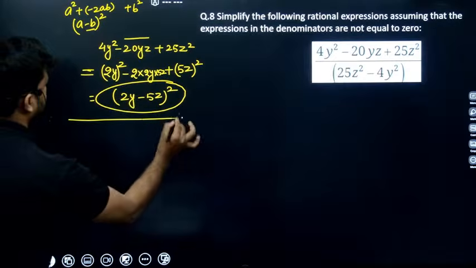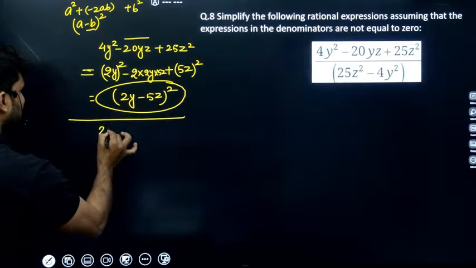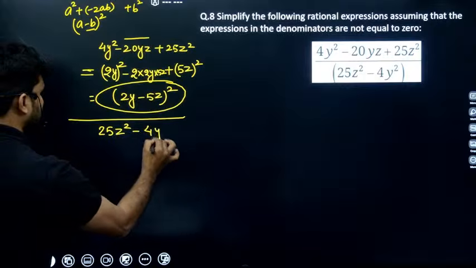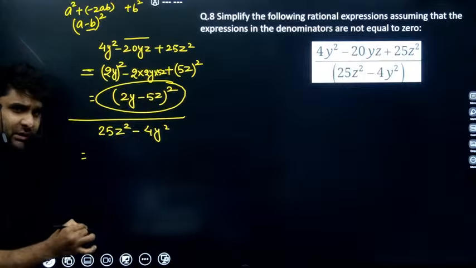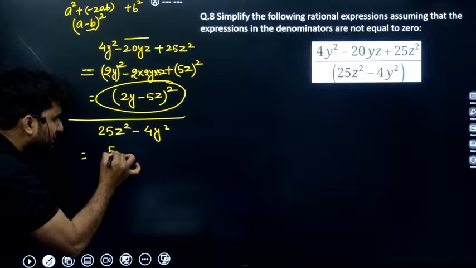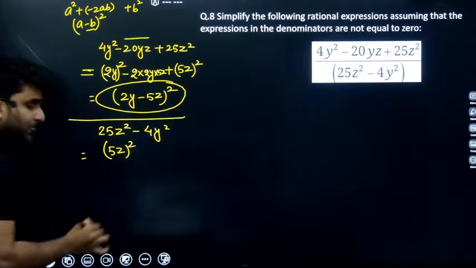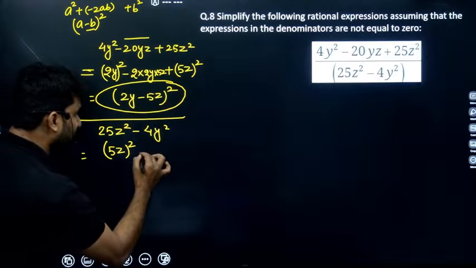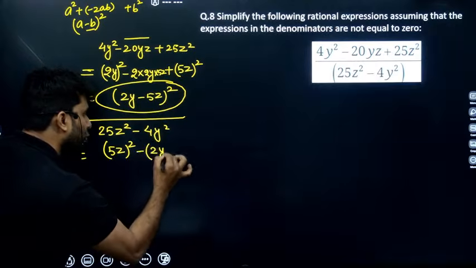Okay. Look at the denominator now. The denominator here is 25z square minus 4y square. Everyone, please tell me, 25z square can be written as 5z whole square, since 5 square is 25, z square. And this 4y square can be written as 2y whole square.